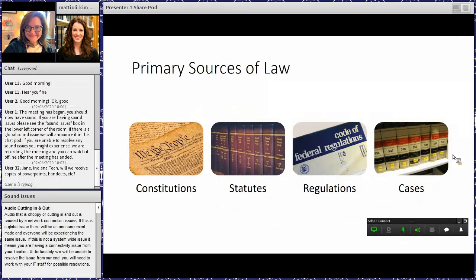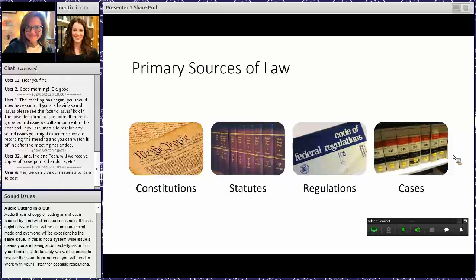A good way to talk about the three branches of government is by talking about the different types of primary sources of law. I put four different primary sources of law up on the slide. We have constitutions, statutes, regulations, and cases. As you probably remember from grade school civics classes, there are three branches of the federal government and also of all the different state governments. So you have the executive, legislative, and judicial branches.